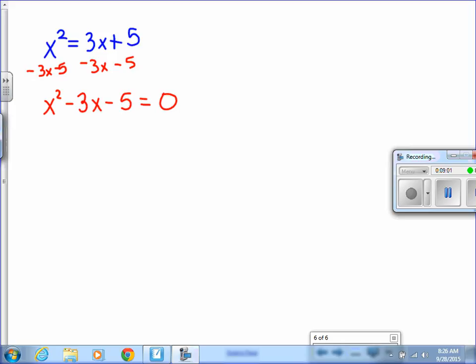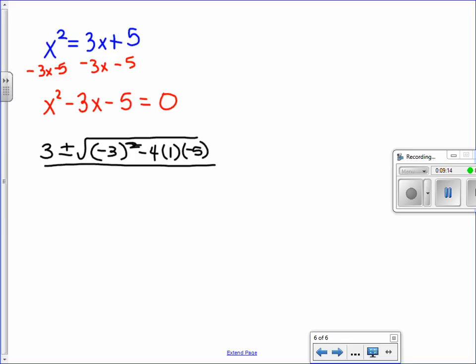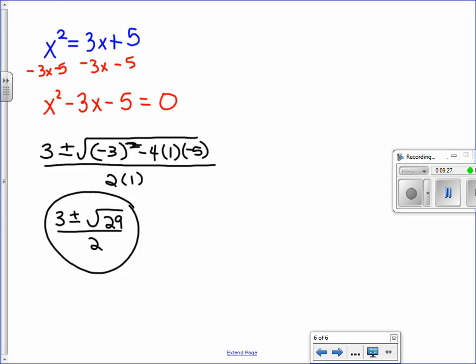All right, so let's start this out. Negative b plus or minus the square root of b squared minus 4 times a times c, all over 2 times a. What's my discriminant? 29. Can anything happen to 29? Okay, you're done. You're finished.